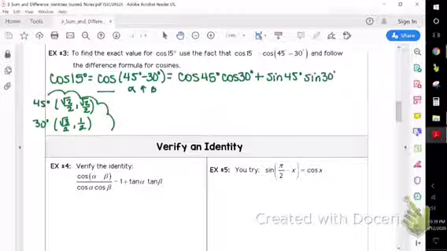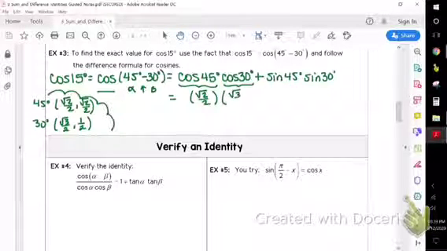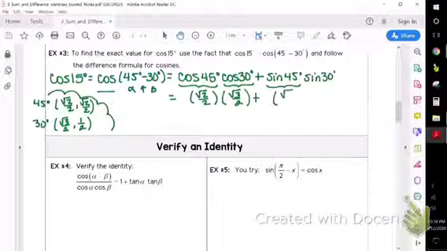Remember, cosine is your x value on your unit circle. Sine is your y value on your unit circle. So when we do that, cosine of 45 degrees is the x of the 45 degrees. Cosine of 30 degrees is the x of our 30 degrees. Sine of 45 degrees is going to be the y of my 45 degrees. And sine of 30 degrees is the y of my 30 degrees.